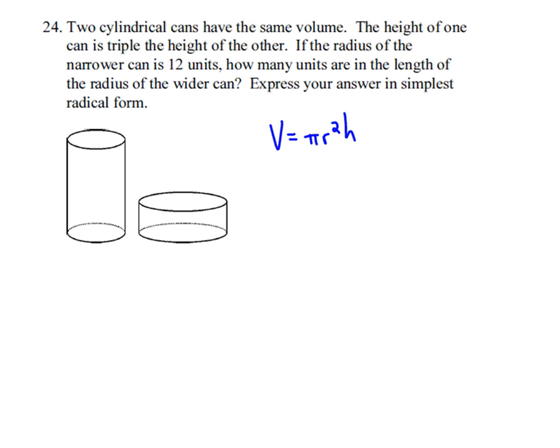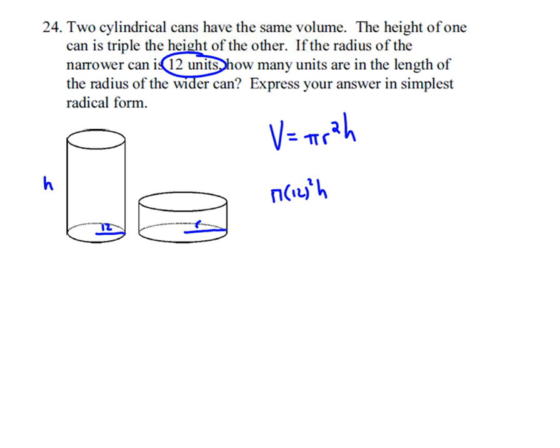So for our narrow one, we have some value h here, and they actually told you the radius of the narrow one, and that's 12 units. So we're going to have a 12 there for the radius. For the narrow one, we could say pi times 12 squared times h. And for the smaller one, well, we don't know what the radius is. That's what we're trying to find, so we're going to let that be r.